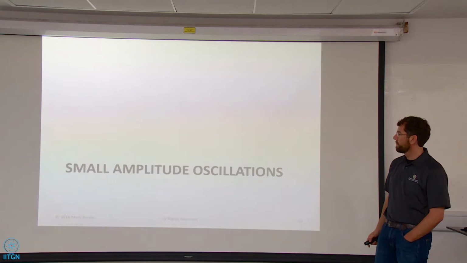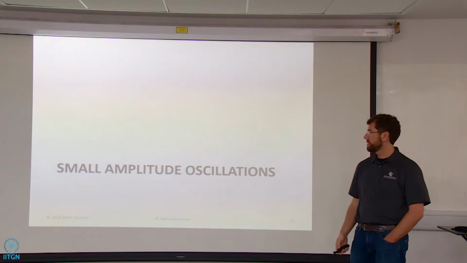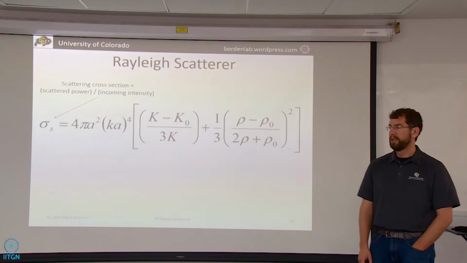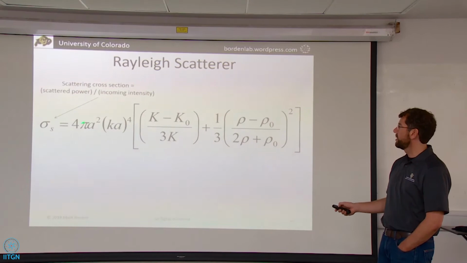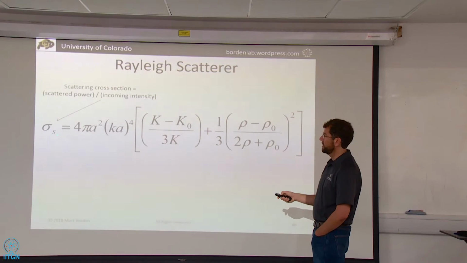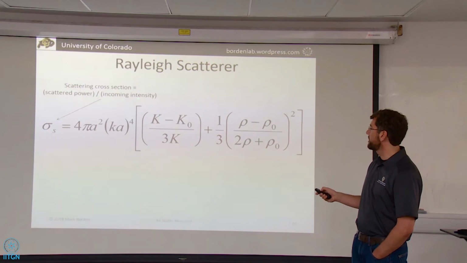Okay, so there's two different regimes of oscillations. There's small amplitude oscillations, and there's large amplitude oscillations. So let's start with small amplitude oscillations. When we're trying to determine the echo of a bubble, you can start with just assuming that it's a Rayleigh-type scatterer, and you can use the following equation to describe the scattering cross-section. Now, scattering cross-section is sigma sub s, and it's equal to the scattered power, power being units of energy over time, divided by the incoming intensity.